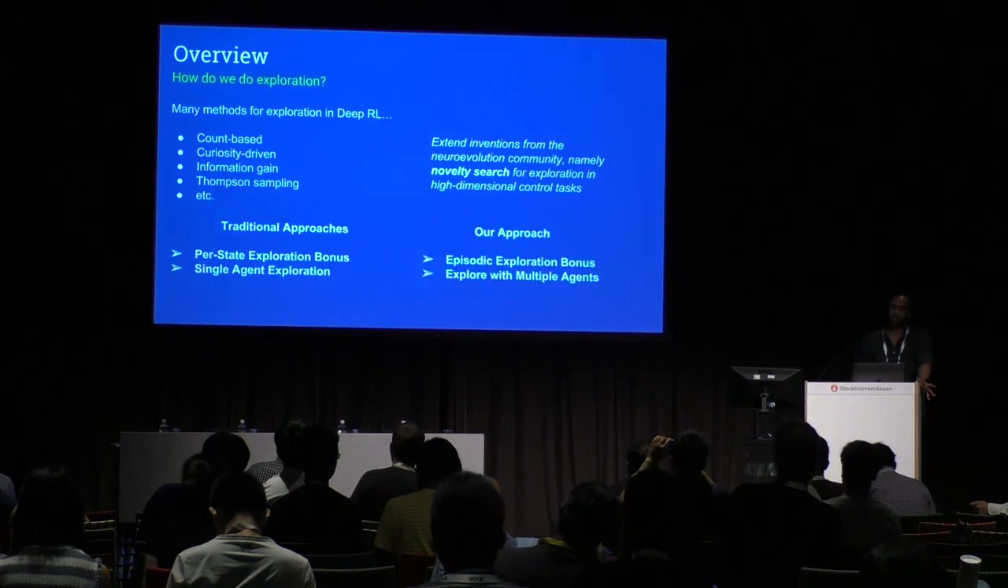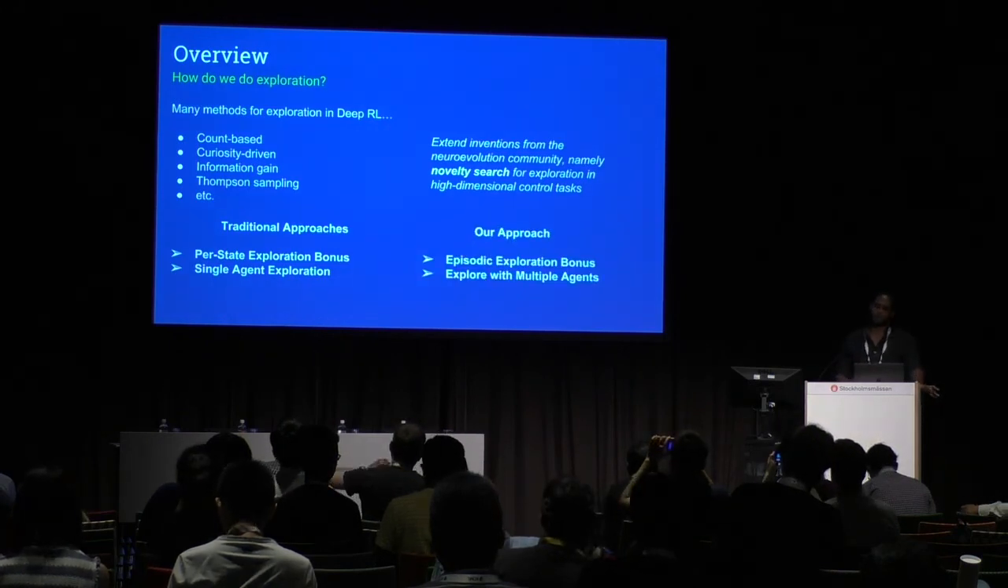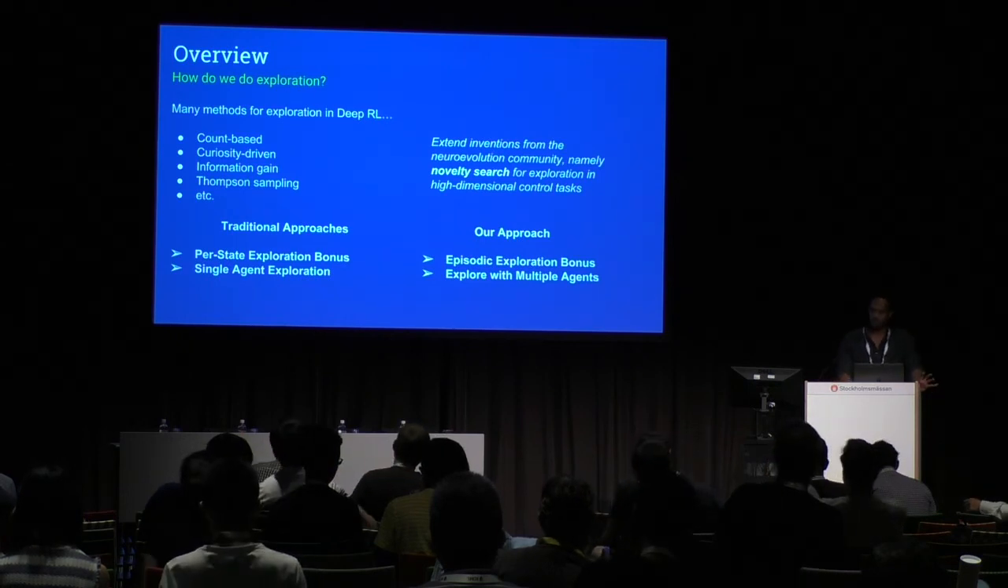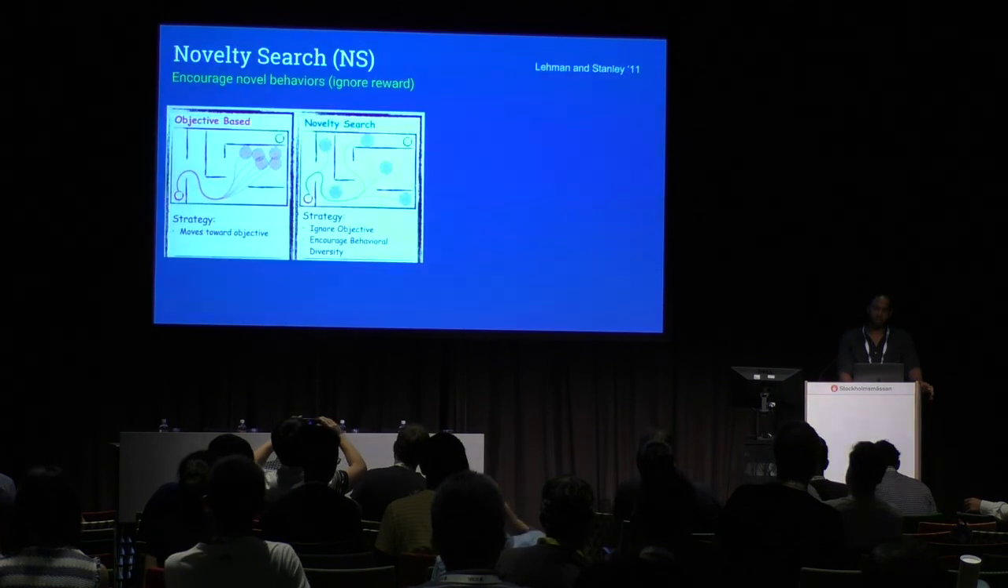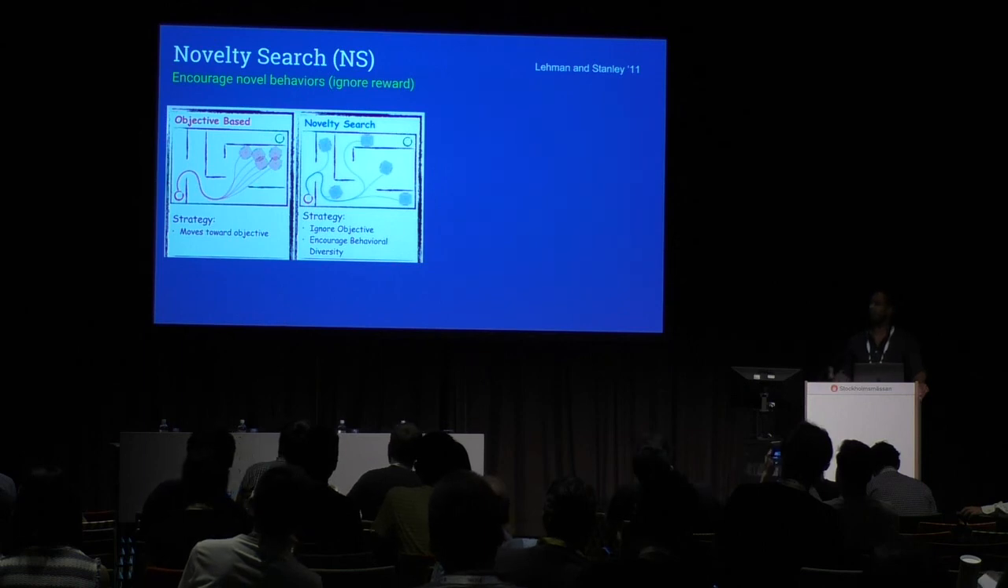And the key difference here is that instead of computing an intrinsic reward based on a single state, we compute it over an entire episode. And we also use multiple agents to explore the environment concurrently. And so let's overview what novelty search is. Novelty search is an evolutionary algorithm to encourage novel behaviors by ignoring the reward.